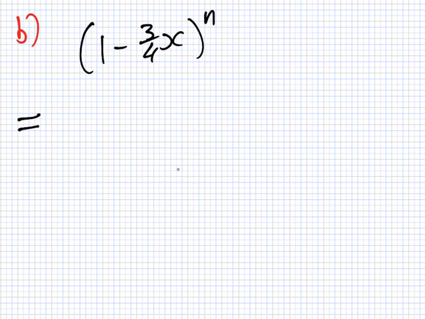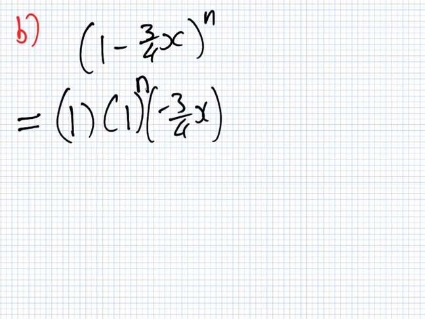But if we want to use Pascal's triangle, what is the first number in Pascal's triangle on any row? 1. So the first one here would be 1 from Pascal, and then 1, and then minus 3 over 4 x. That would be power n, and that would be power 0. Now the next number in Pascal's triangle, if you think about the triangle, it goes 1, then 1, 1. Now let's go to the second row. It's 1, 2, 1. Let's go to the third row. It's 1, 3, 3, 1. Let's go to the fourth row. It's 1, 4, and so on.